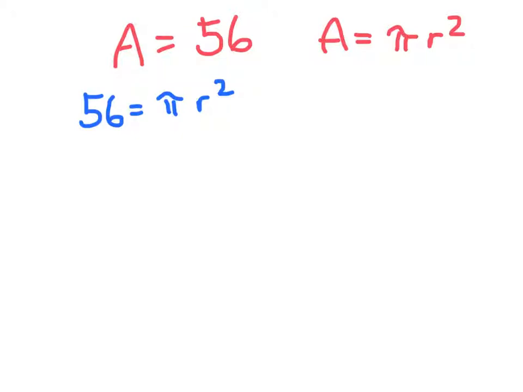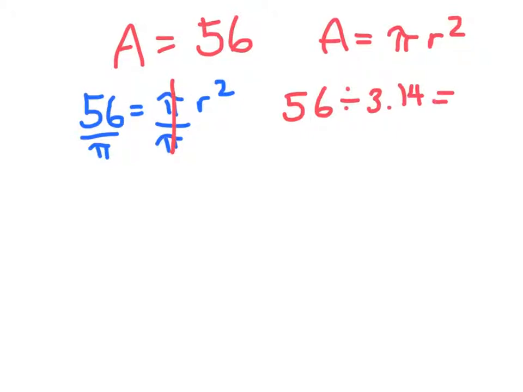Then I can start the process of isolating the variable r. First thing I'm going to do is divide both sides by the value of pi. That will eliminate pi and get just r squared on one side of my equation. So what I end up with is 56 divided by 3.14, which is the value of pi, which equals 17.8. So now my equation looks like this: 17.8 equals r squared.